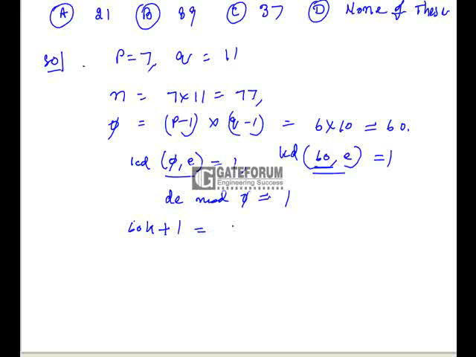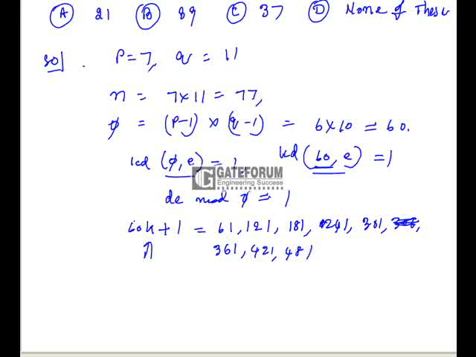This can be different values. You can have 61, 121, 181 for k equals 3, 241, 301, 361, 421, 481, up to k value 8. Select from the above the one which is divisible by 13.